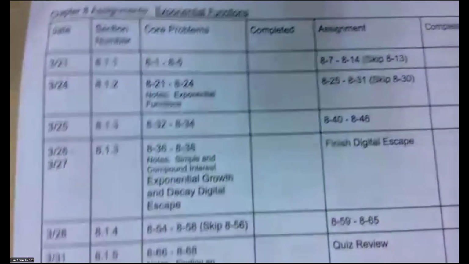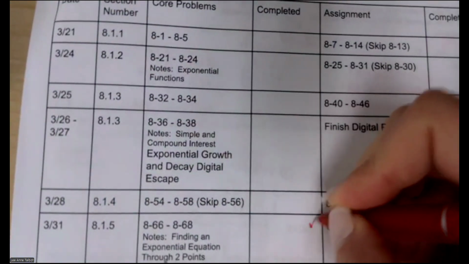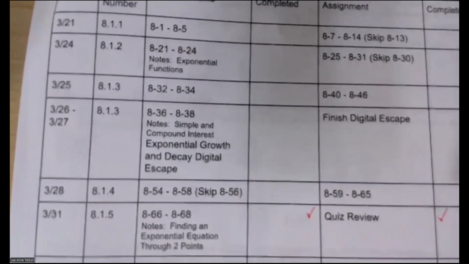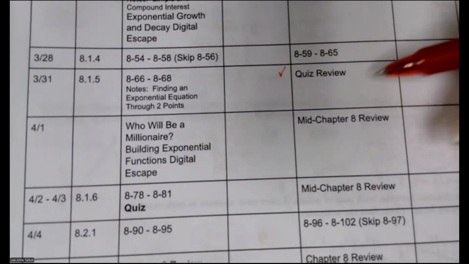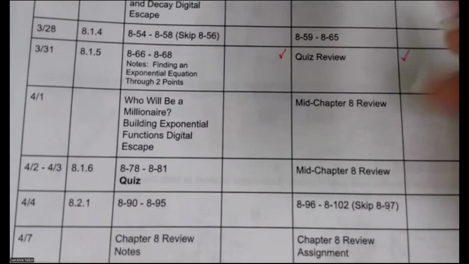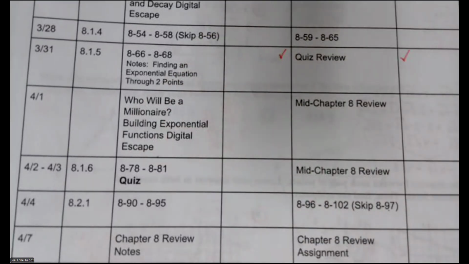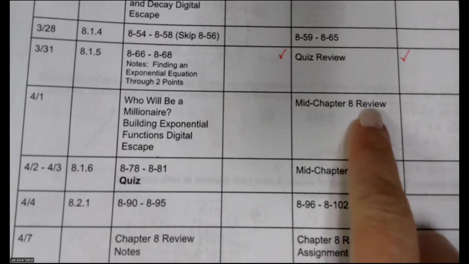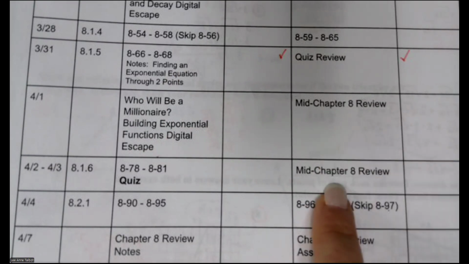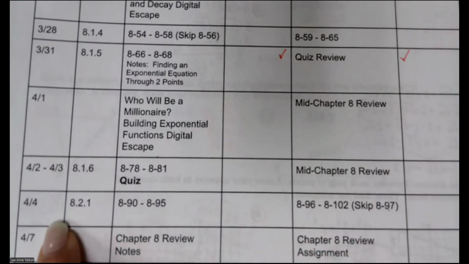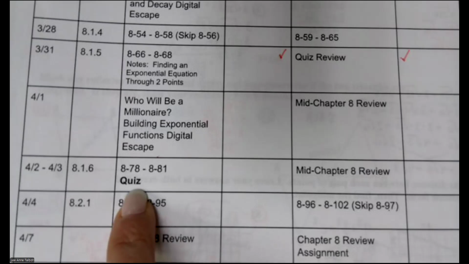Okay, on the stamp sheet side, I am going to be stamping this and this. So 66 to 68 is in your notebook, and then the quiz review worksheet if you finished it. But before I do that, I'm going to publish the Building Exponential Functions Digital Escape. So you should be working on that while I'm stamping. And then homework is the mid-chapter 8 review worksheet, but it's not due until Friday. Oh, and this. Did you guys see this in bold?